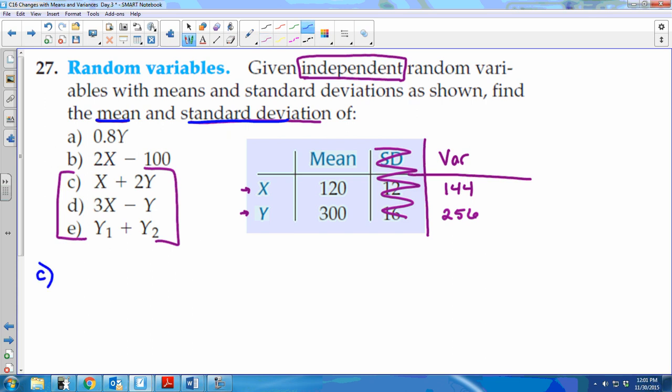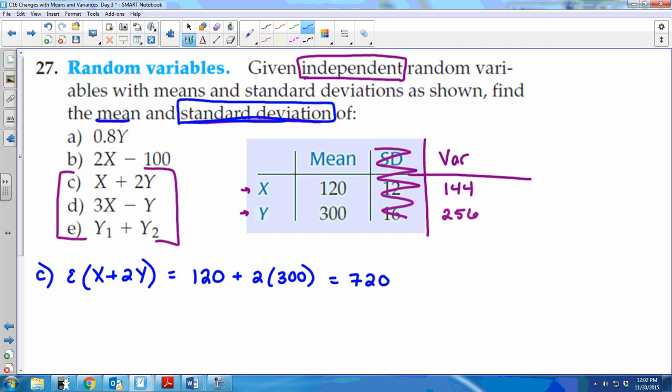So for C, first we'll find the expected value of x plus 2y. So how do I find the expected value of x plus 2y? Yeah. So 120 plus 2 times 300. So that's 720. Does that make sense? Now, it's asking in the question for you to find standard deviation. So we're going to have to find the combined variance, and then at the end, take the square root to actually answer the question. All right?